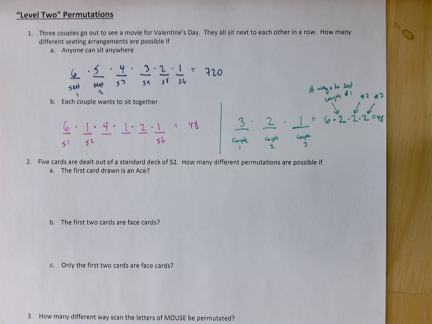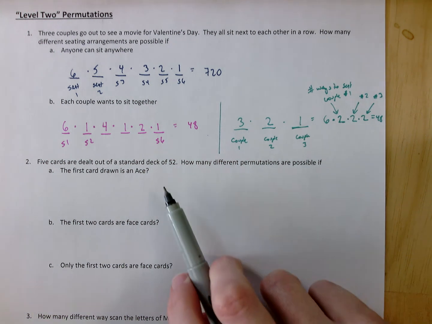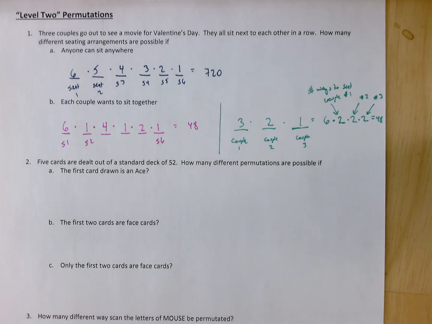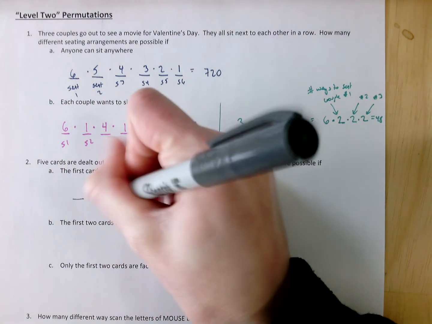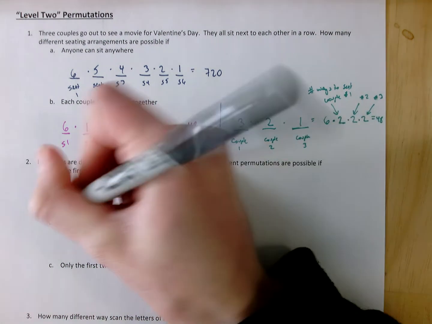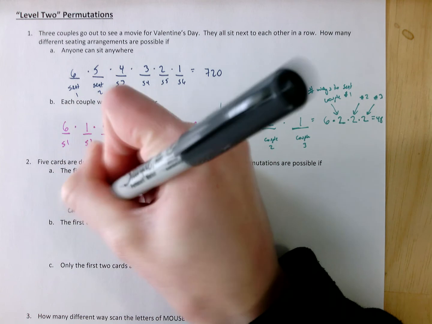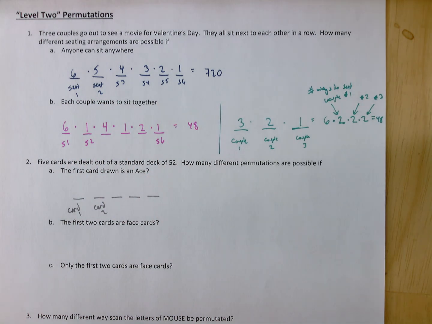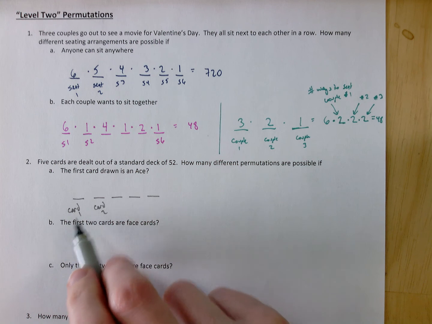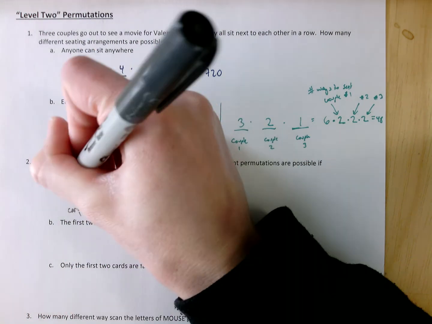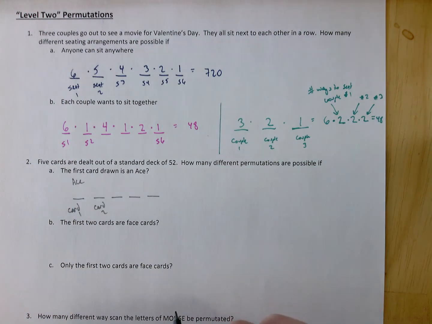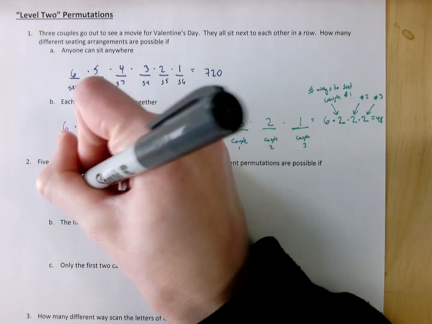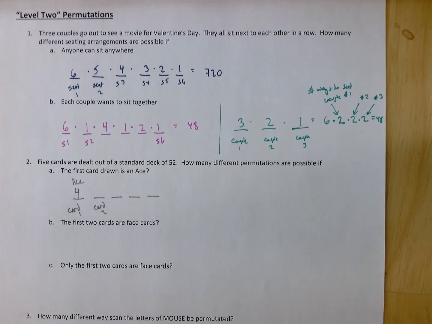Okay, so in this case, we're pulling 5 cards out of a deck. How many different permutations are possible if the first card has to be an ace? So we are choosing 5 cards. So I have 5 slots. This is card number 1, right? This is card number 2, and so on, right? But this first card, I know, needs to be an ace. So when I think about this, how many aces are in a deck of cards? 4. So there are 4 choices for my first card.